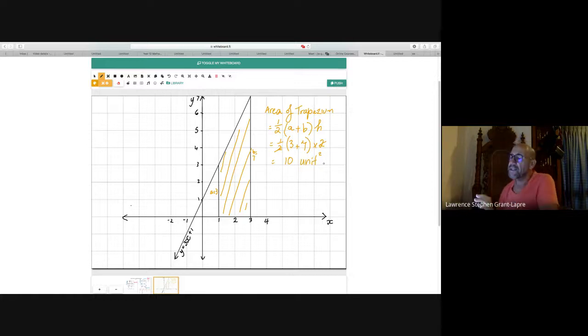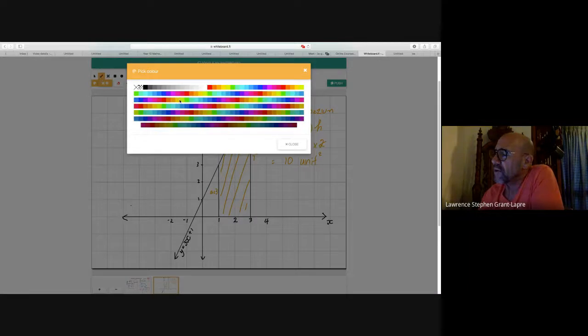Now, notice 10 square units, that's the area. The definite integral is simply 10. We don't say 10 square units. However, the definite integral between 1 and 3 is also used to find the area under the function between 1 and 3. And I'm just going to add a small little note here.